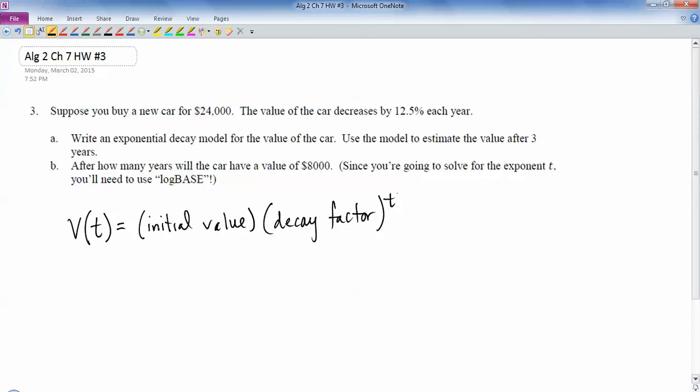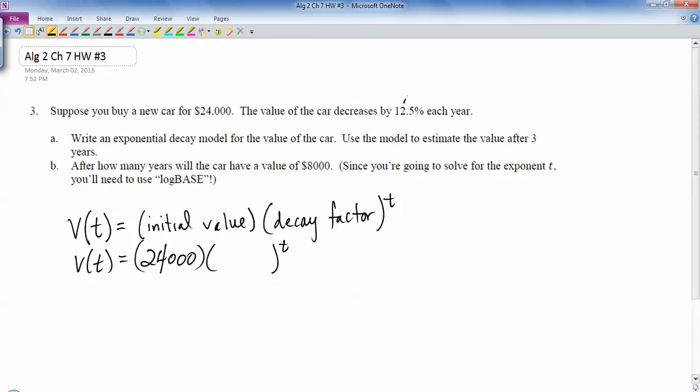So the initial value we already know is $24,000. So that's V of t. That's V, the initial V. And then the decay factor we have to figure out. Well, you don't want 12.5% of 24,000. That's not what the car is worth.